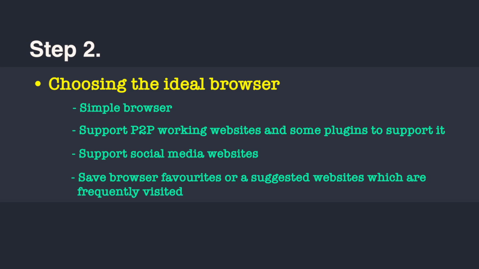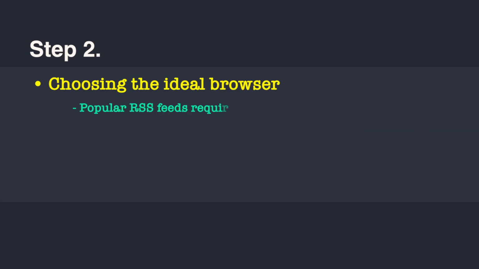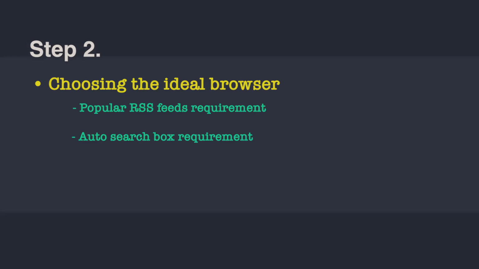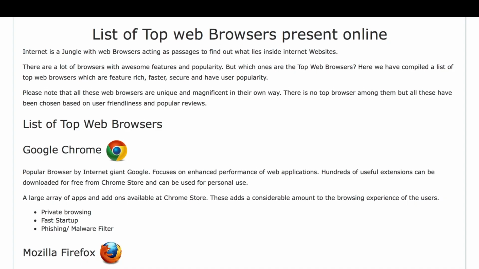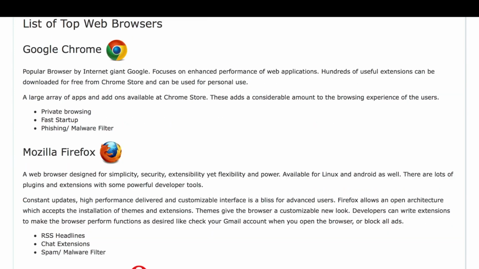So all these things you need to decide before you go on to select a browser, after you've decided the hardware capabilities. You may also want some basic features like the popular RSS feed reading, wherein whenever a website updates its content, the browser fetches it and shows you or gives you a notification. Some browsers have auto search boxes. You may want to have a look at that. So you make a list of all the requirements that you need.